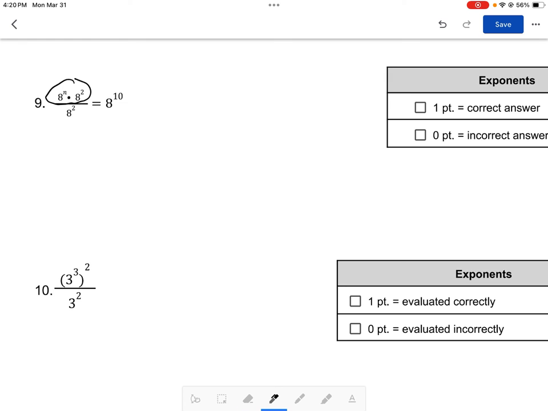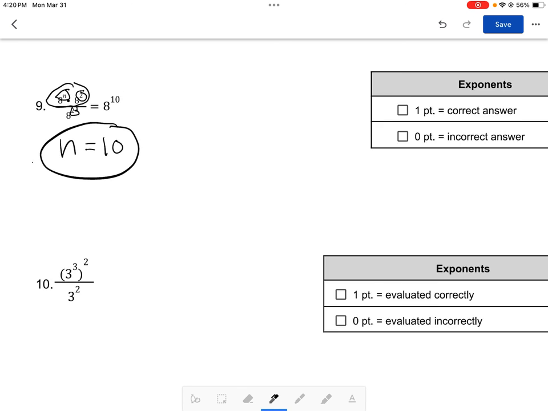Okay. I need to get these two exponents so that when I subtract from this exponent, I get the number 10. So these two exponents need to add up to 12. That's right. So then n would be 10, because 10 plus 2 is 12, and then 12 minus 2 would be 10. So my exponent for number 9 needs to be n equals 10.